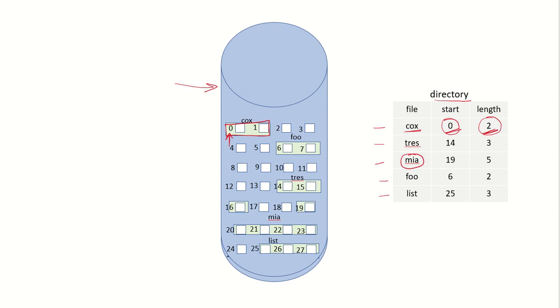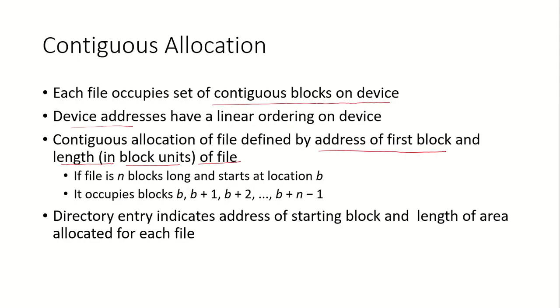Let's take Mia. This is a file. It requires 5 blocks of storage space. So here is Mia, where the starting block address is 19. So 19, 20, 21, 22 and 23. These 5 blocks have been allocated to Mia, and you can see that they are contiguous blocks. So the address of the first block and the length of the file is specified in the directory.